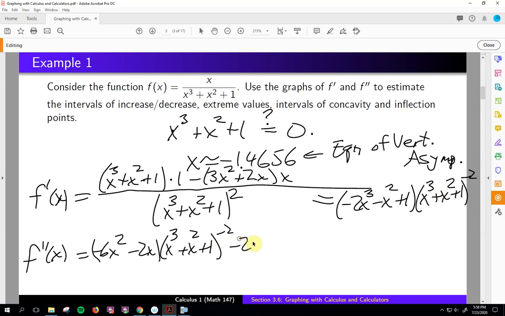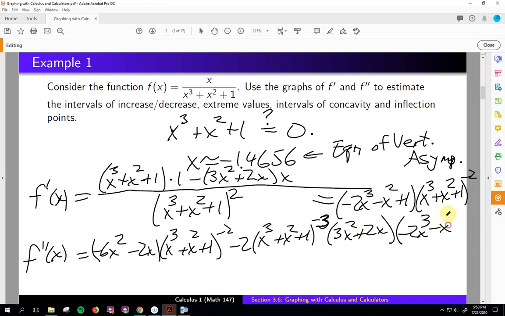So it's going to be minus 2, what's in parentheses there, to the minus 3 power, times the derivative of what's inside. Here, this is minus 3. Let me emphasize that. Times the derivative of what's inside, which gives us 3x squared plus 2x. And then we're going to leave this term here alone, times minus 2x cubed minus x squared plus 1.